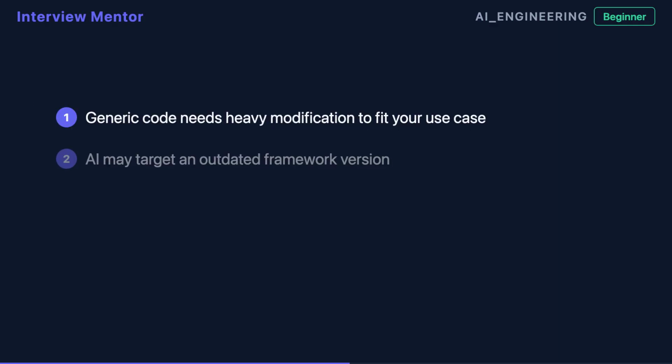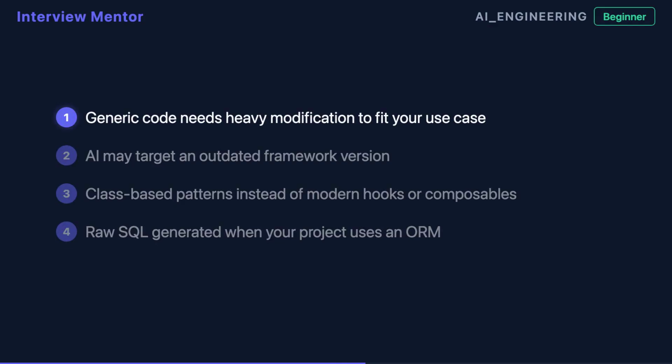You also end up with generic, one-size-fits-all code that needs heavy modification, and the AI might target the wrong framework or version entirely. Ask for a React component with no context, and you might get class-based components from an older React version instead of modern function components with hooks. Ask for a query and get raw SQL when your project uses an ORM.